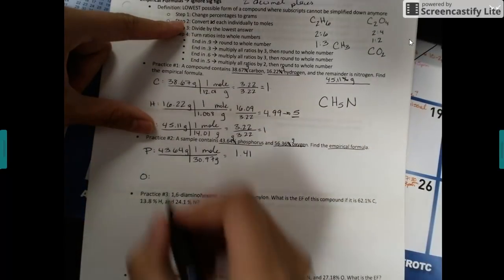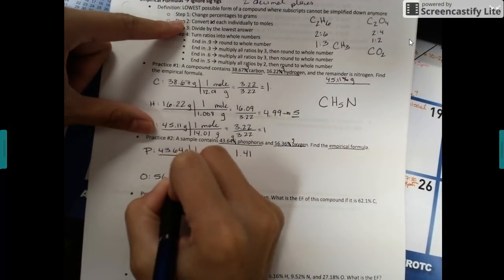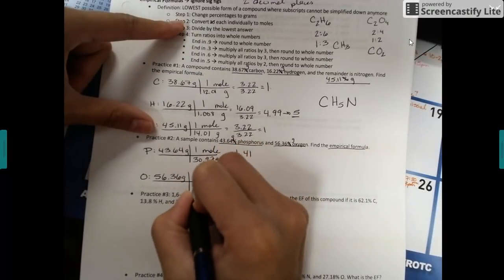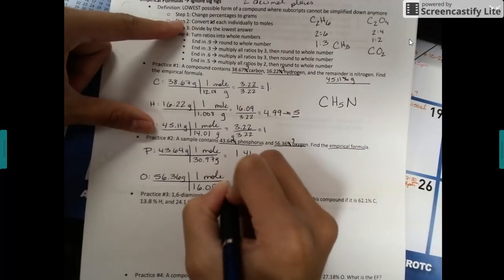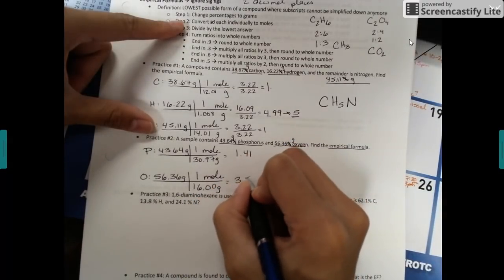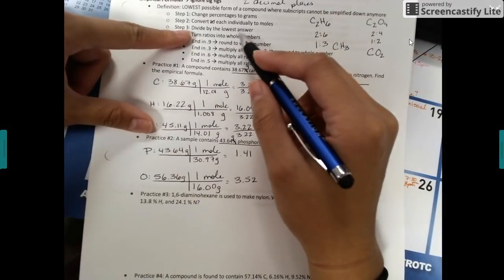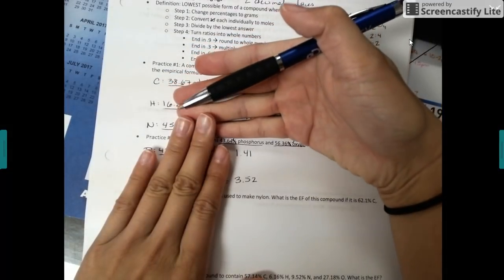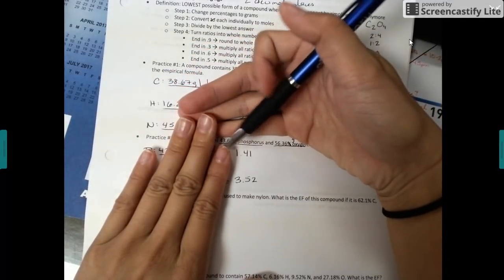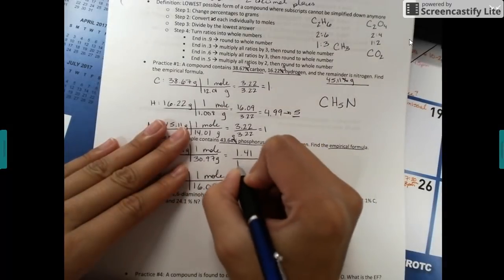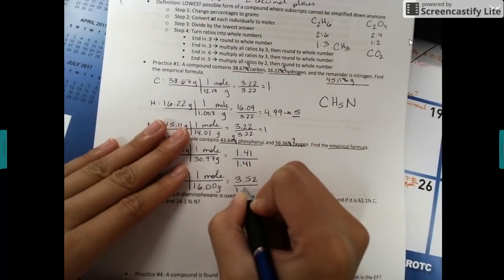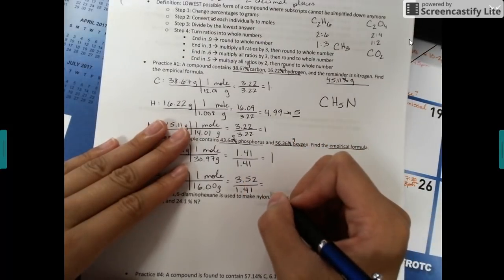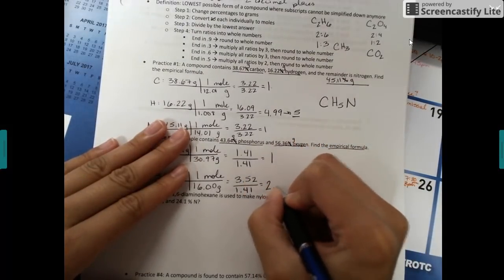And oxygen. Oxygen is 56.36 grams. 1 mole at the top, 16.00 grams, 3.52. Step 3, divide by the lowest answer. Here are my answer choices, right? Divide by the lowest of them. 1.41 is the lowest. Get my answer. The first one is 1. The second answer is going to be 2.50.